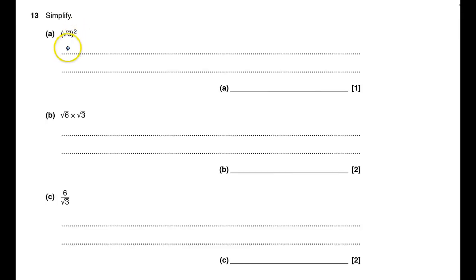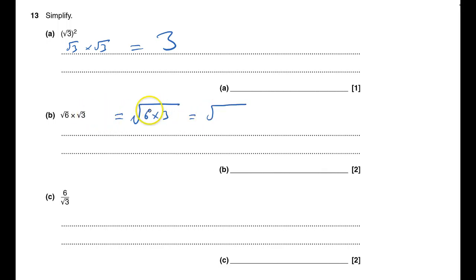Square root of 3 squared means the square root of 3 times the square root of 3, and that by definition is 3. Square root of 6 times the square root of 3, this is the rule of thirds, and we've got square root times the square root, you can make that be equal to the square root of them both times together. So that's the square root of 18.